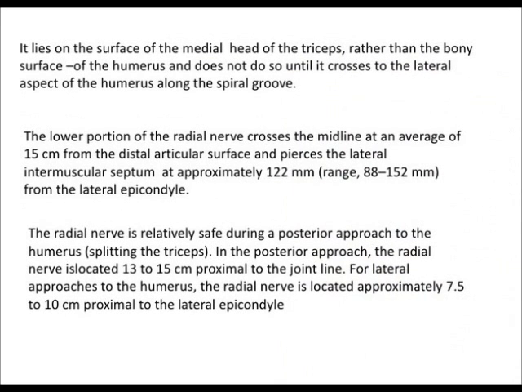It lies on the surface of the triceps muscle rather than the bone surface of the humerus, and does not contact bone until it crosses to the lateral aspect of the humerus along the spiral groove. The lower portion of the radial nerve crosses the midline at an average of 20 cm from the distal articular surface and reaches the lateral intermuscular septum at approximately 12 cm from the lateral epicondyle.